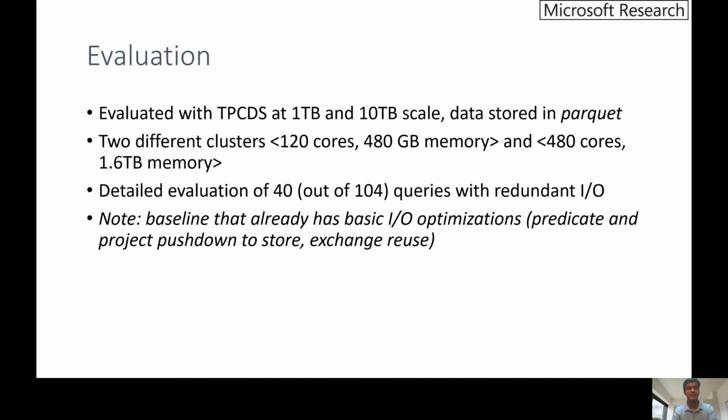So we evaluated RESIN on TPC-DS at 2 scale factors, 1 terabyte and 10 terabyte, and we used 2 different clusters to evaluate at these 2 scale factors. We performed a detailed evaluation of the 40 queries, which have more stages than necessary. And we'd like to point out that the baseline we are comparing against already does some basic IO optimization. For example, it pushes predicates and projects down to the store. Note that as data is in Parquet format, you can start eliminating columns and rows from the store itself. And the baseline also looks for scenarios where the data that's being exchanged at 2 different exchange points is exactly the same, in which case it can drop one of the exact exchanges.